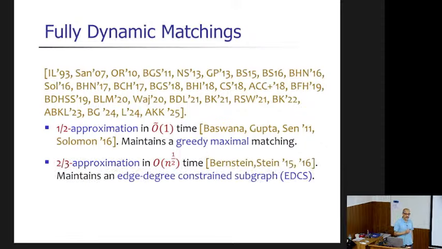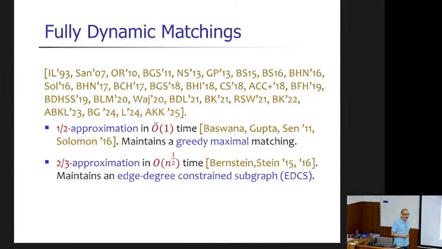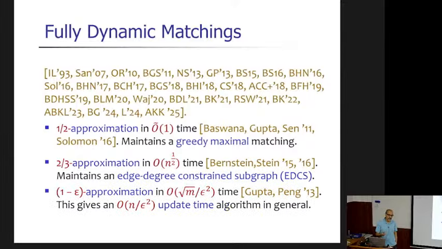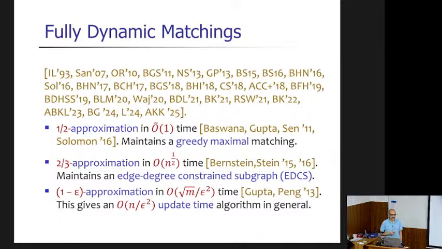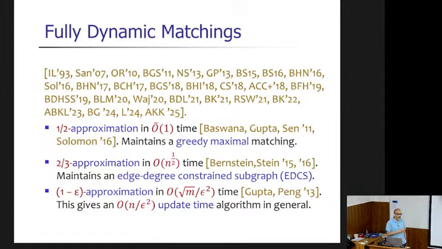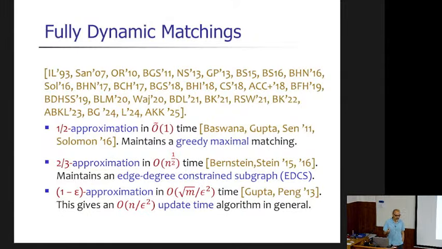Now, if we demand something better, the next interesting landmark is 2/3 approximation. Now we are getting closer and closer to optimality, but there is a jump in the update time. The best known update time is square root n for this goal. And then for the 1 minus epsilon approximation, which is the problem that we are interested in this talk, the best known update time was order root m over epsilon squared. This is a result due to Gupta and Peng from 2013. And m can be as large as n squared, so this is really essentially an order n update time result. Okay?